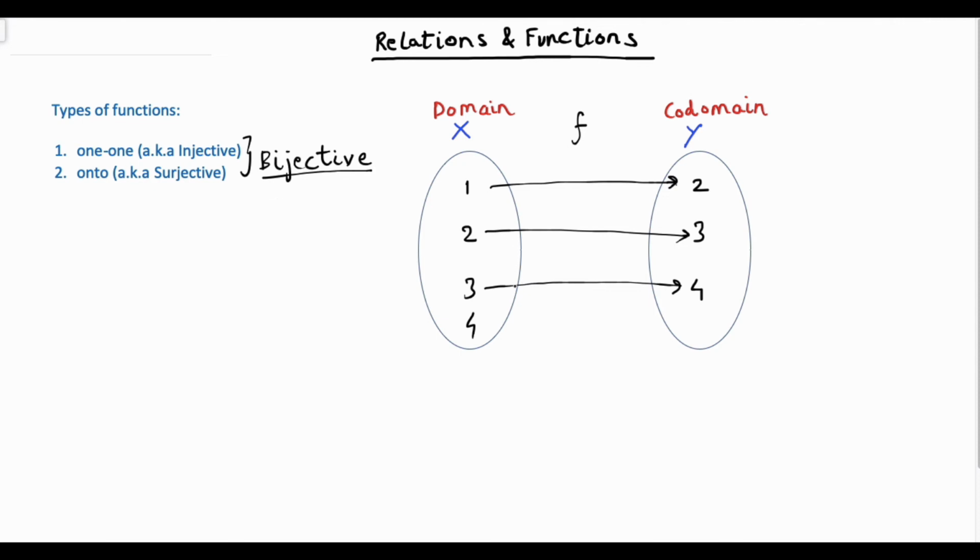Answer this question. Does this represent a 1, 1 function? The answer is no, because 4 is not mapped to anything. So this is not even a valid function. So you can't comment whether it is 1, 1 or onto.